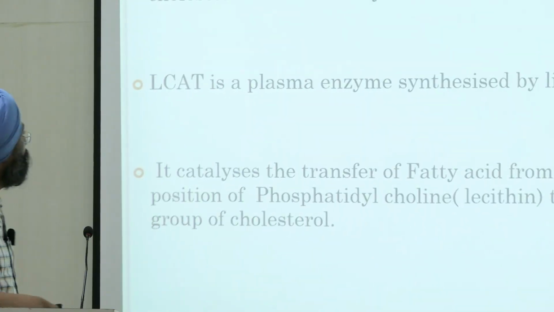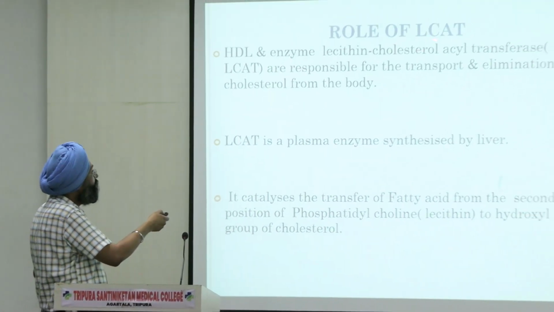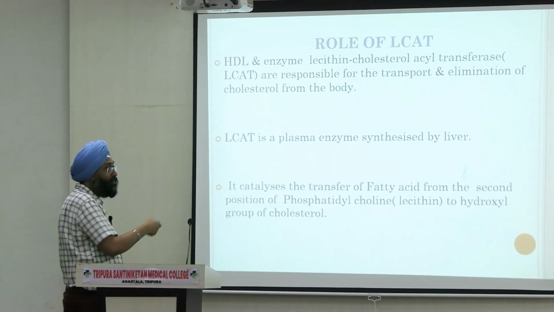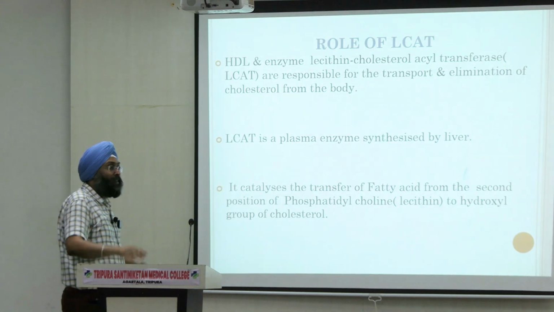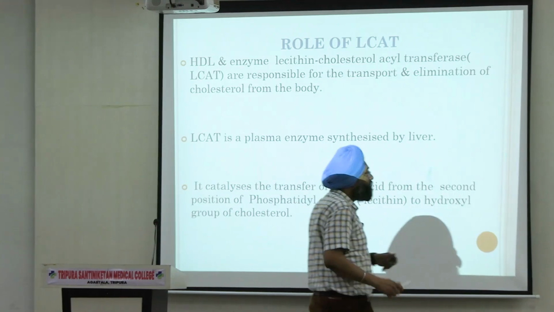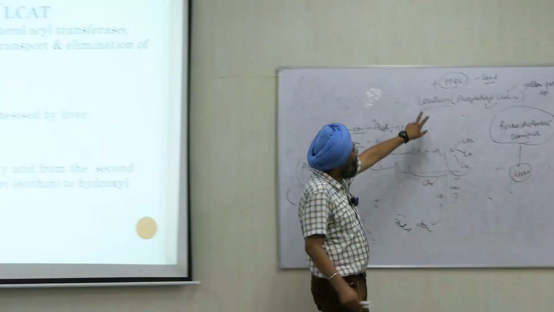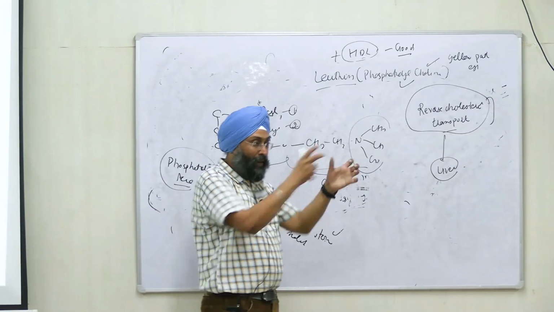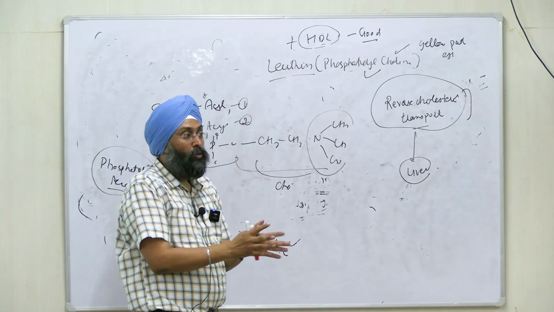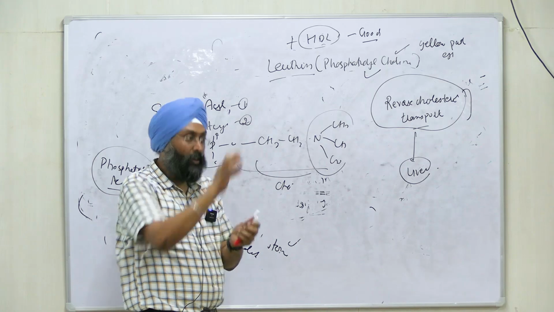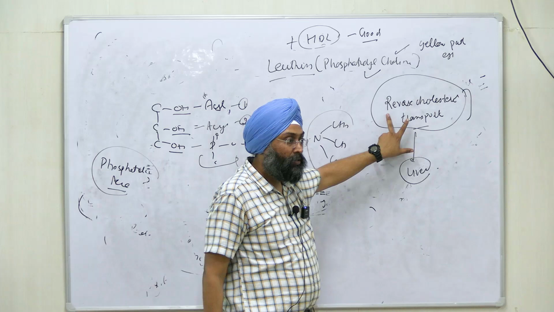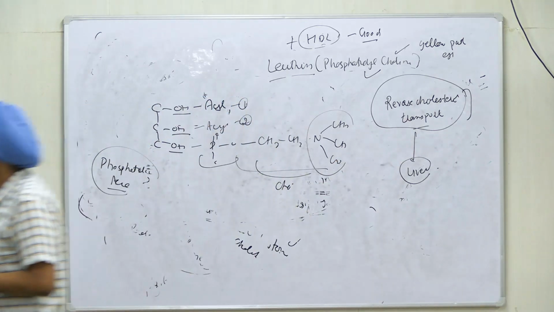So see, HDL and the enzyme lecithin cholesterol acyl transferase are responsible for transport and linkage of cholesterol from the body. You have extra cholesterol circulating in the whole body, right? Both of these two, LCAT and HDL, will bind to it and bring it back into the liver. The excess circulation is not good for the body because it will clog the arteries, right? So this is known as reverse cholesterol transport. How is it done? See the mechanism.